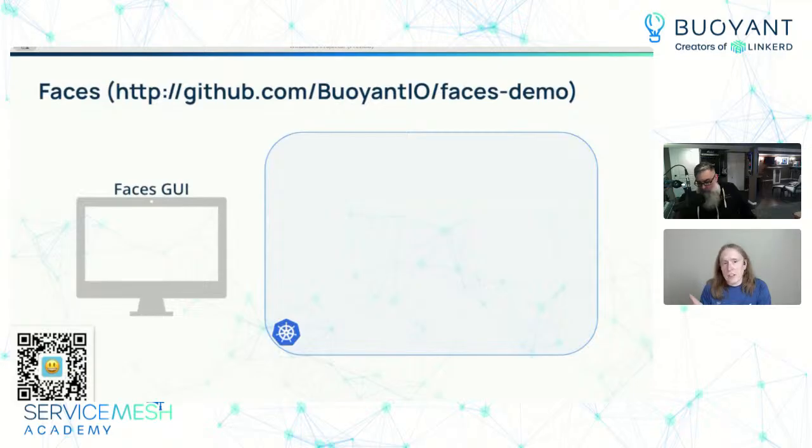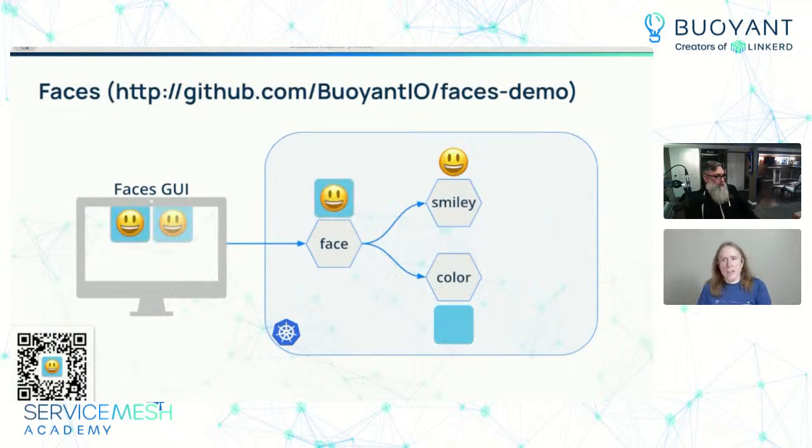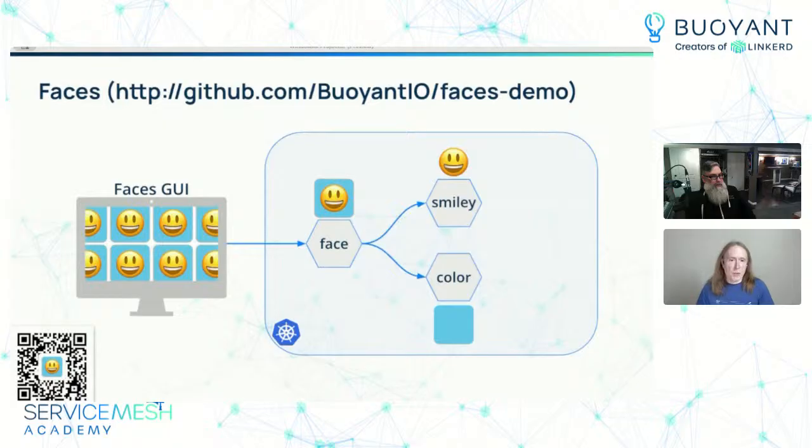For each cell that you saw in that screenshot, the Faces GUI will talk to the face workload. Face will request a smiley from smiley and a color from color. Normally, smiley is supposed to return this grinning smiley. Color is supposed to return this blue color. And then face combines the two together, and that is what the GUI is supposed to display. Face talks to smiley using HTTP, but it talks to color using gRPC, just so we get to show off Linkerd's skills with both of those.